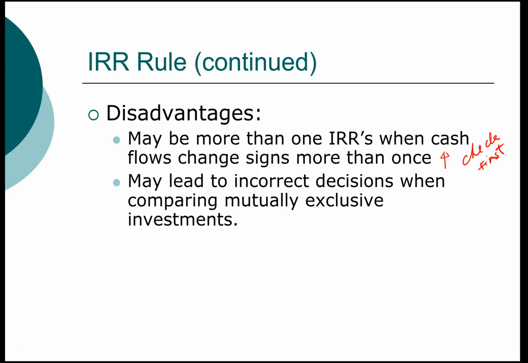Another disadvantage of the internal rate of return method is the case when you have two mutually exclusive projects and you have to rank them. In that case, you may encounter a situation where the ranking based on the internal rate of return may be different from the ranking based on the net present value method. And then you have two methods giving you two different signals, and you have to decide which method to go with. So we will end this video here.